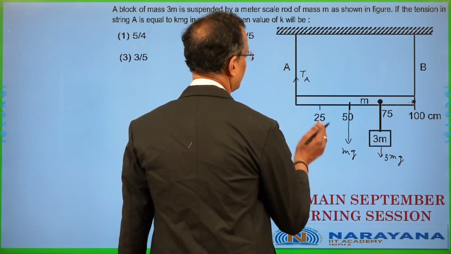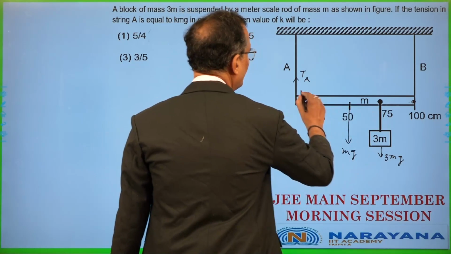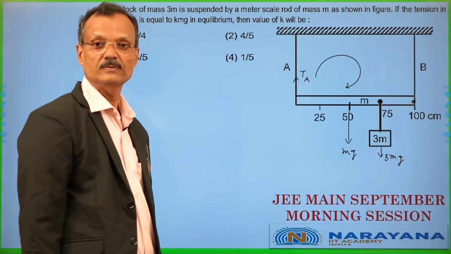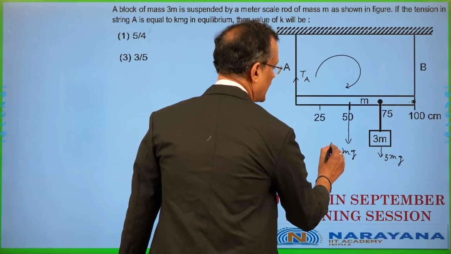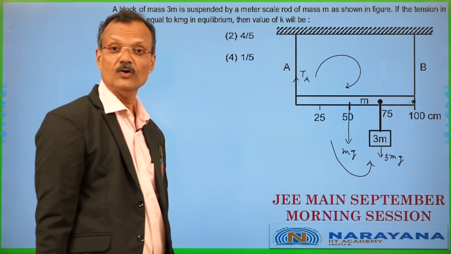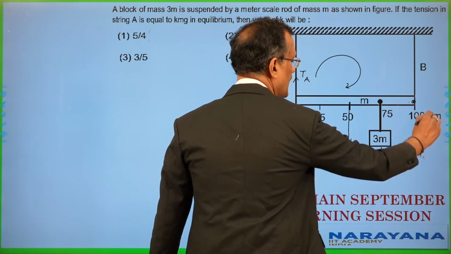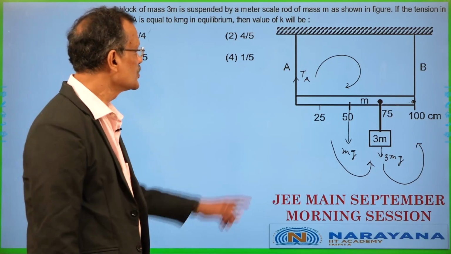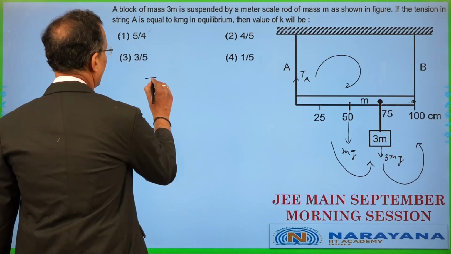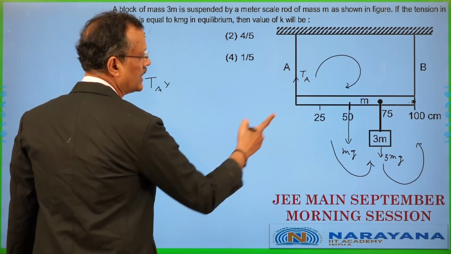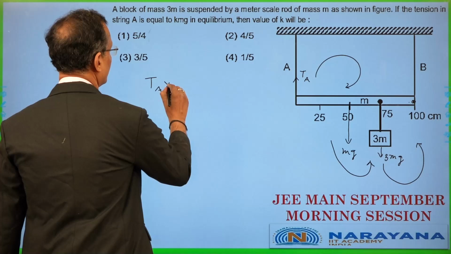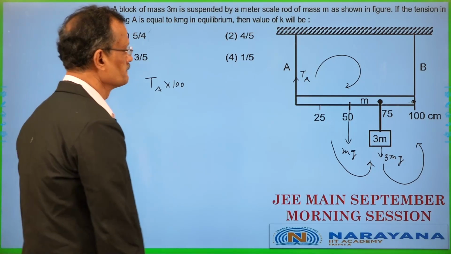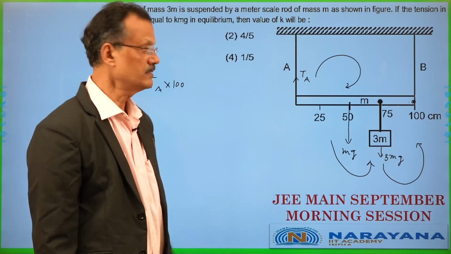Now consider the direction. TA will like to rotate this rod in the clockwise direction. mg will like to rotate the rod in the anti-clockwise direction. 3mg will like to rotate the rod in the anti-clockwise direction. So you take here TA into 100 centimeter. From here, this distance is 1 meter.